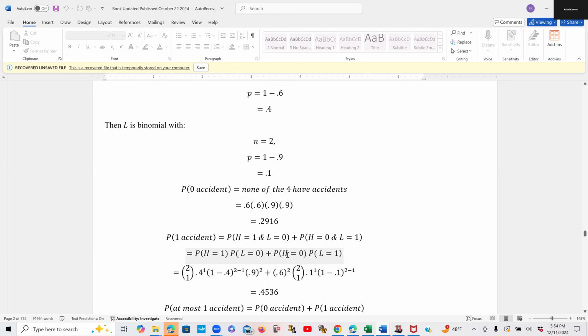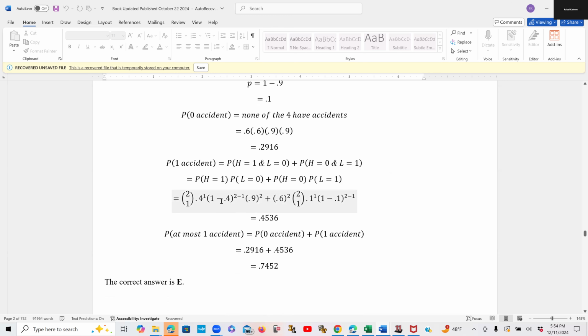And similarly here, H is equal to 0 means both the high risk will not have accidents, so 0.6 times 0.6. Each of them has 0.6 probability of not having an accident. Times the probability that one of the two low risk will have an accident. So we apply the binomial 2 combination 1, and low risk p is 0.1. So 0.1 power 1 and (1 minus 0.1) power n minus 1. And this all ends up being 0.4536. That's the probability of one accident.